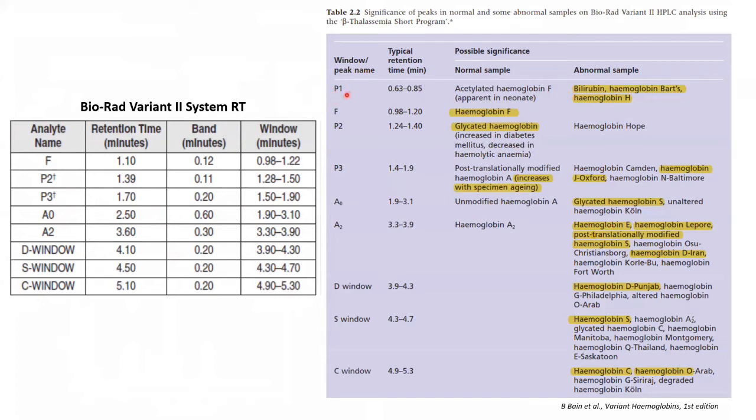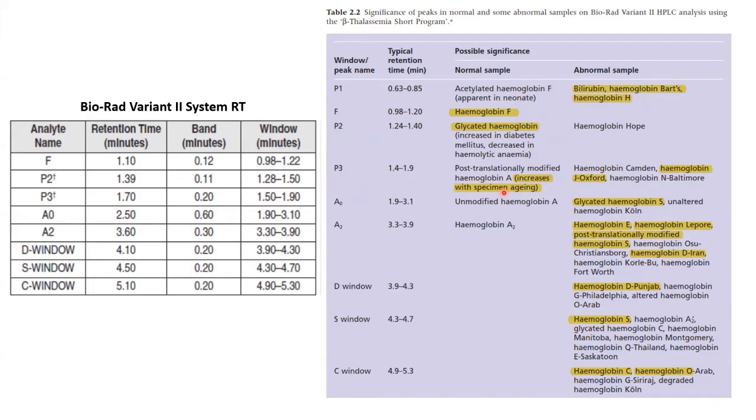In the P1 peak, that is the pre-integration region, the peaks which are usually noted are bilirubin, hemoglobin Barts, and hemoglobin H. These are present within the pre-integration region, that is below 1 minute. Next comes the hemoglobin F. In the P2 region, the most important fraction, which is the glycated hemoglobin, comes here. HbA1c elutes out in the P2 region. Then in the P3, you have post-translationally modified hemoglobin A.